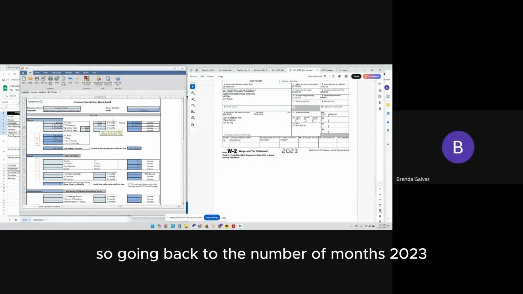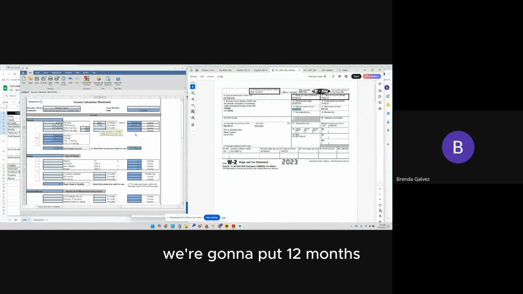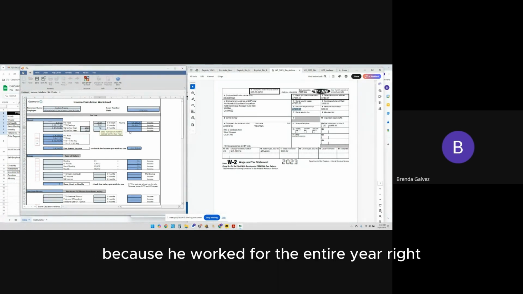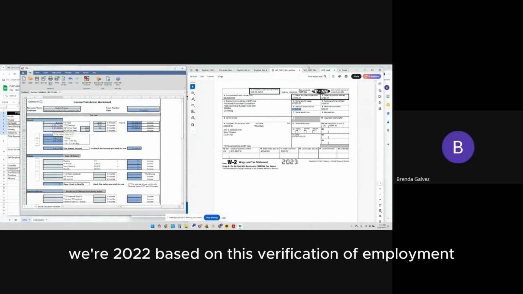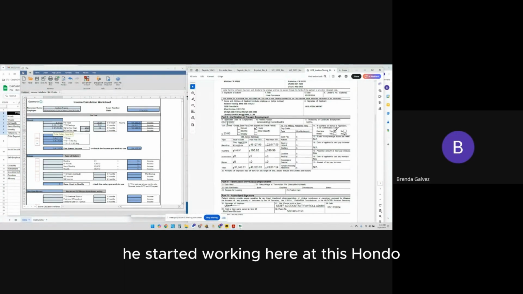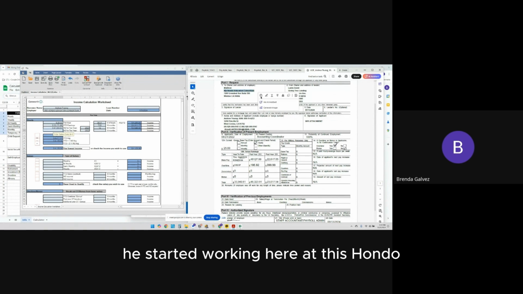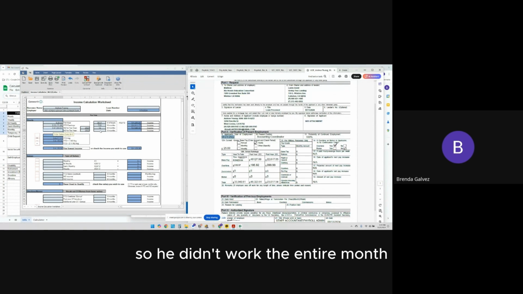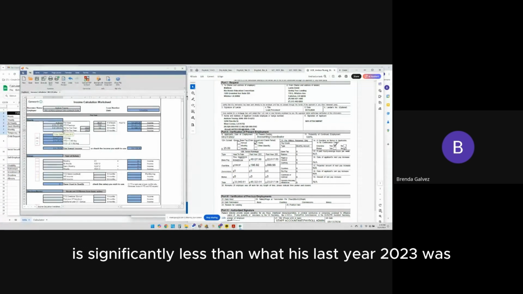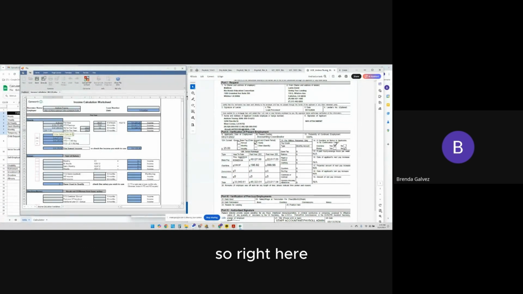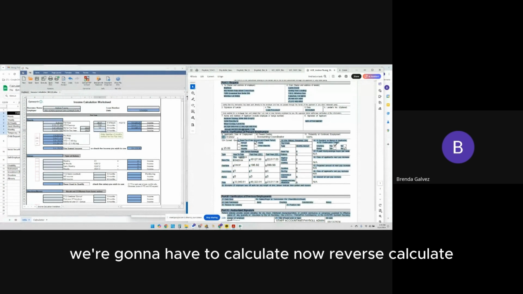So going back to the number of months, 2023, we're going to put 12 months because he worked for the entire year, right? For 2022, based on this verification of employment, he started working at this Rio Hondo employer in June of 2022. So he didn't work the entire year at this company. So his base pay is significantly less than what his last year, 2023, was. So right here, we're going to have to reverse calculate.